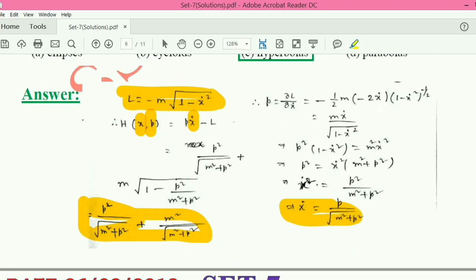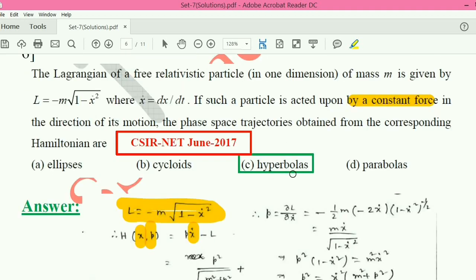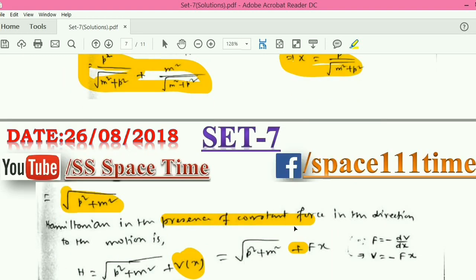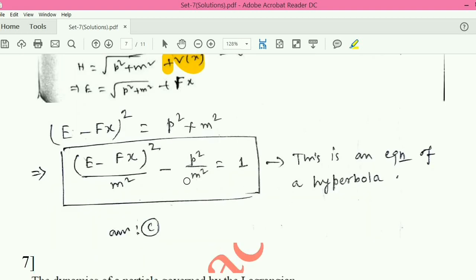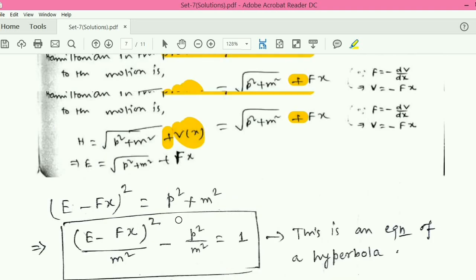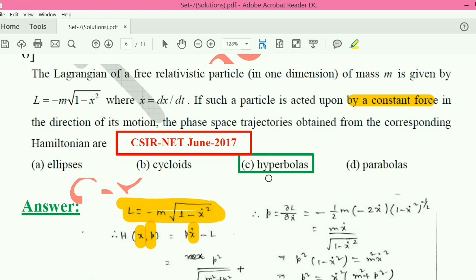So this is basically the equation of hyperbolas. So some calculation mistake is there, I think. But the main answer will be same. This is an equation of hyperbola, so the phase space trajectories are hyperbola.